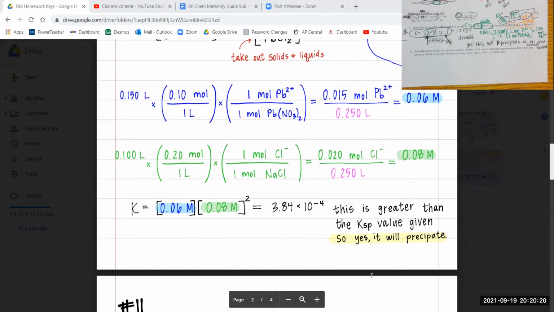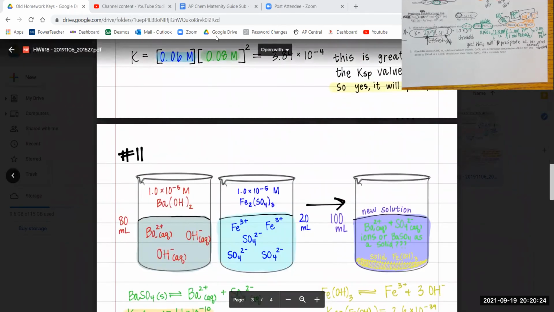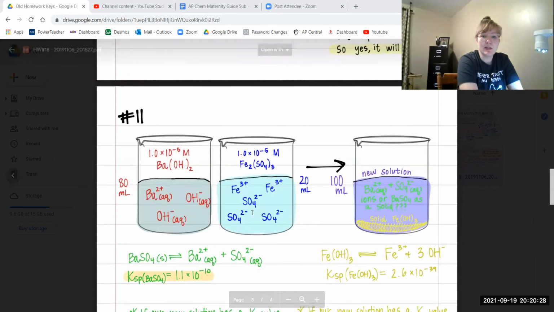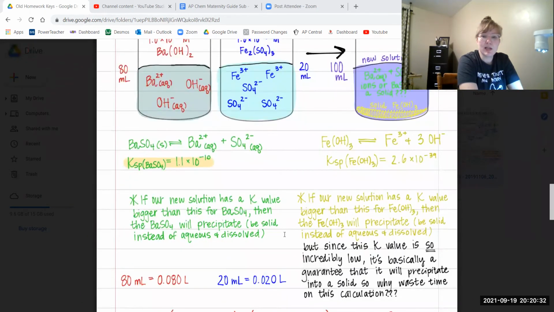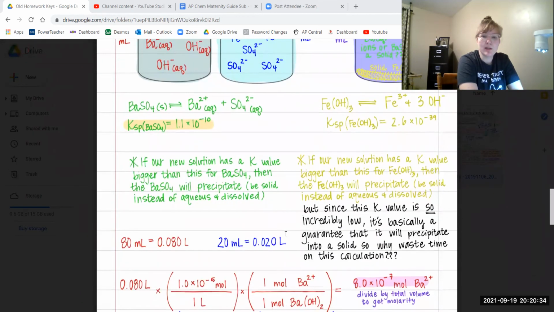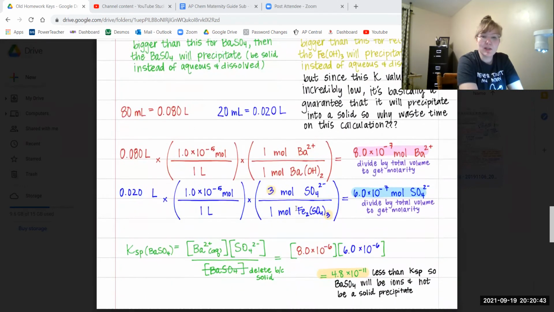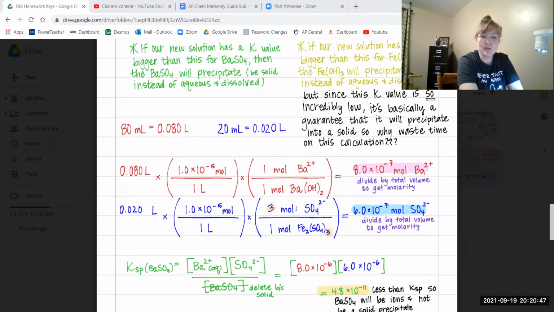In the notes, we did this problem here with the barium hydroxide and the iron sulfate. If you're interested, I wrote out the steps similarly on my iPad, but we already did this one in the notes, but I forgot to show you how this was if you want to scroll through this.